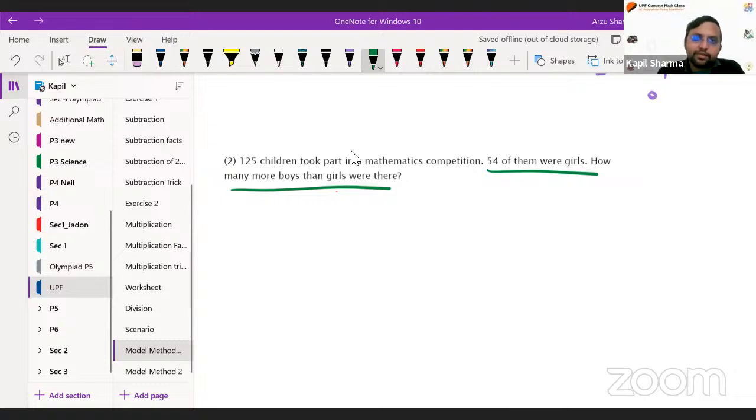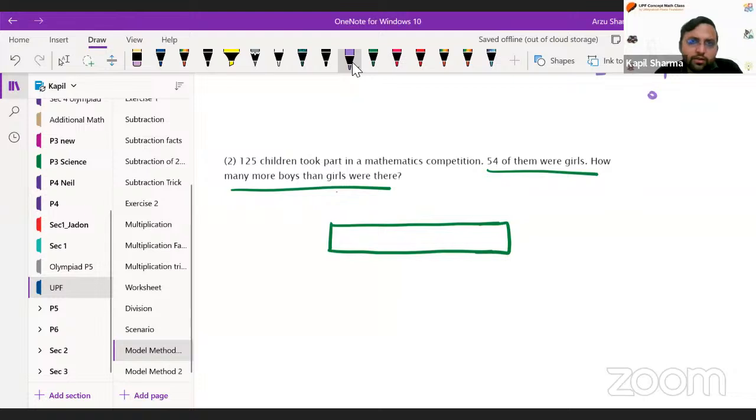So here again, we can use a model. Let's say I represent the total number of students using this bar. Yeah, Swastik, that's fine. But the question is a bit different. Yeah, 71 boys. That's correct.